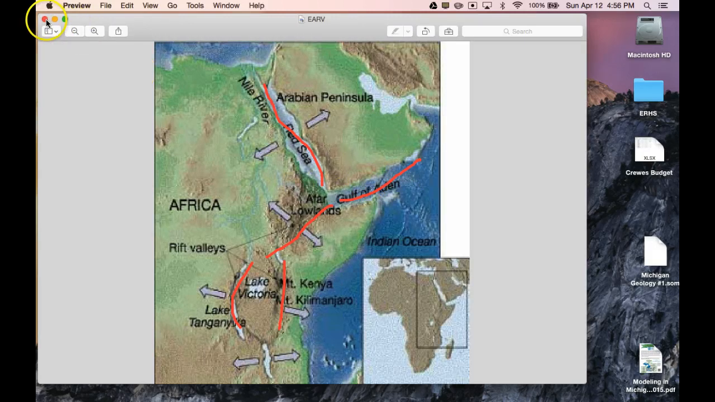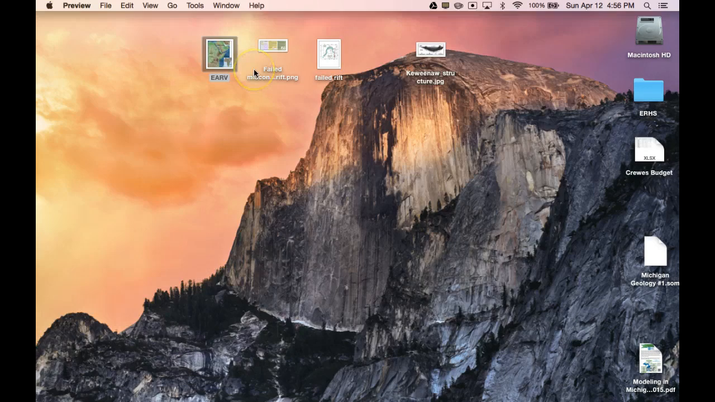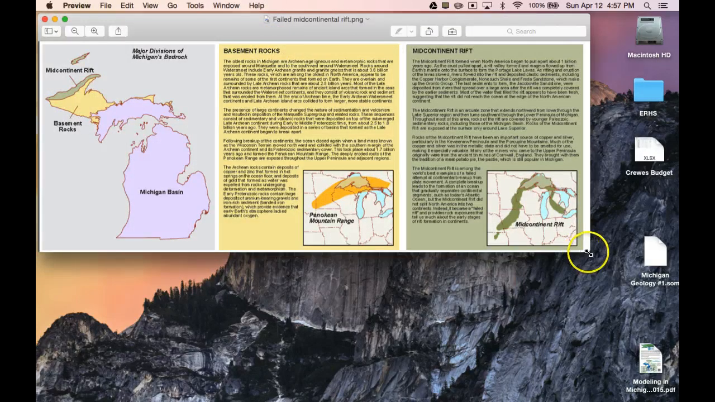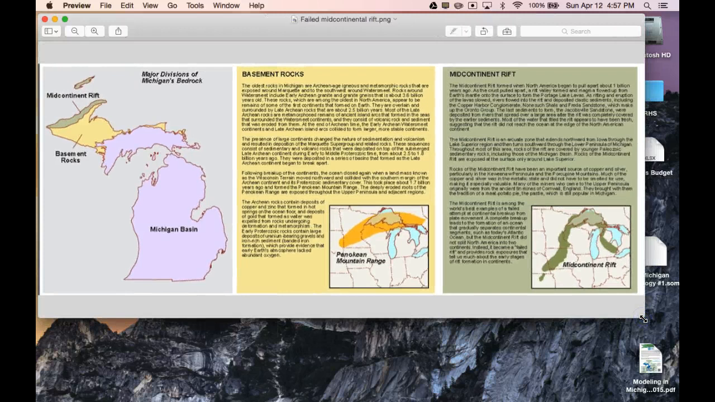Now in Michigan, what we see happening in Michigan was a very similar thing. However, instead of forming a rift, it kind of failed.